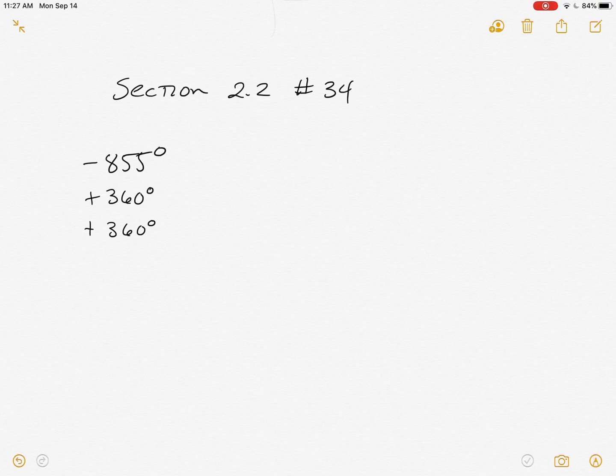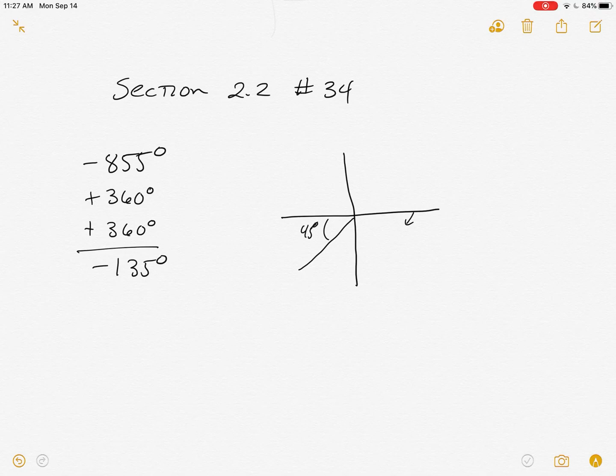So if I take the negative 855 and add 360, and add 360 again, I knew I needed to add 2 at least, I get negative 135 degrees. I do understand that. Negative 135 degrees is going clockwise, so it's going this way. And 135 degrees leaves me 45 degrees short of going 180. So this is the negative 135 degrees.